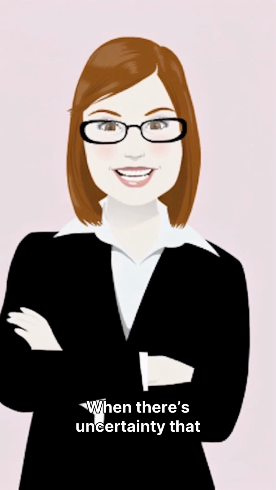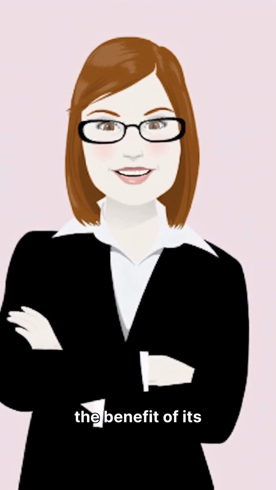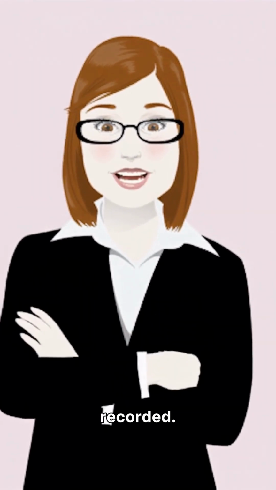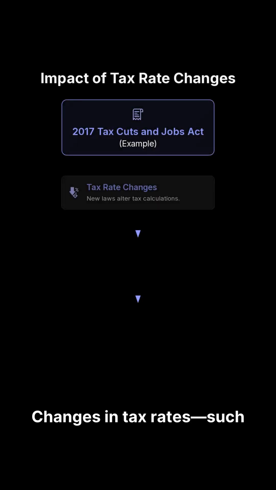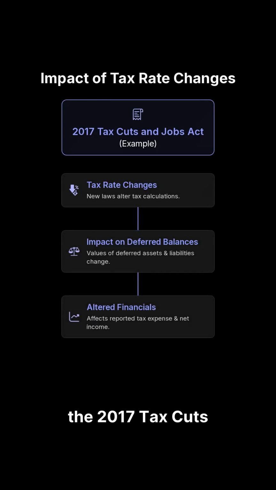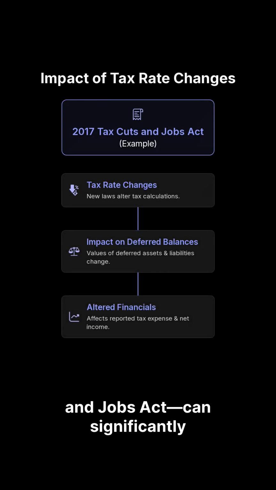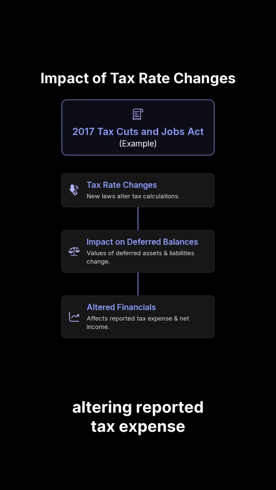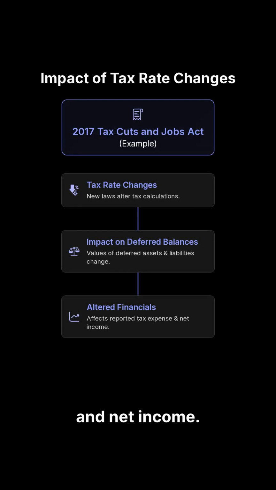When there's uncertainty that a company will realize the benefit of its deferred tax assets, a valuation allowance must be recorded. Changes in tax rates, such as those introduced by the 2017 Tax Cuts and Jobs Act, can significantly impact these deferred balances, altering reported tax expense and net income.